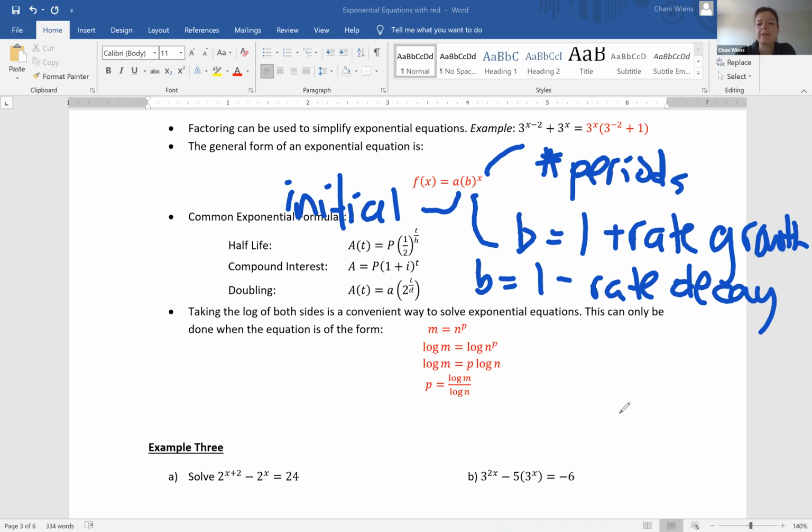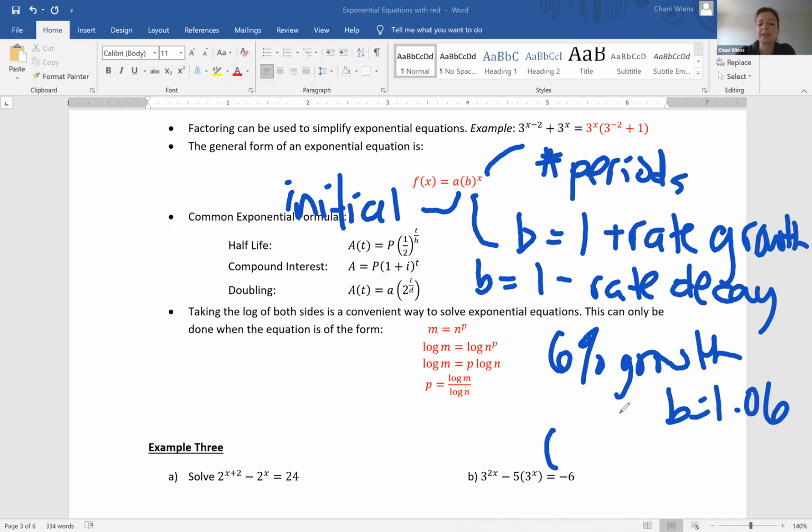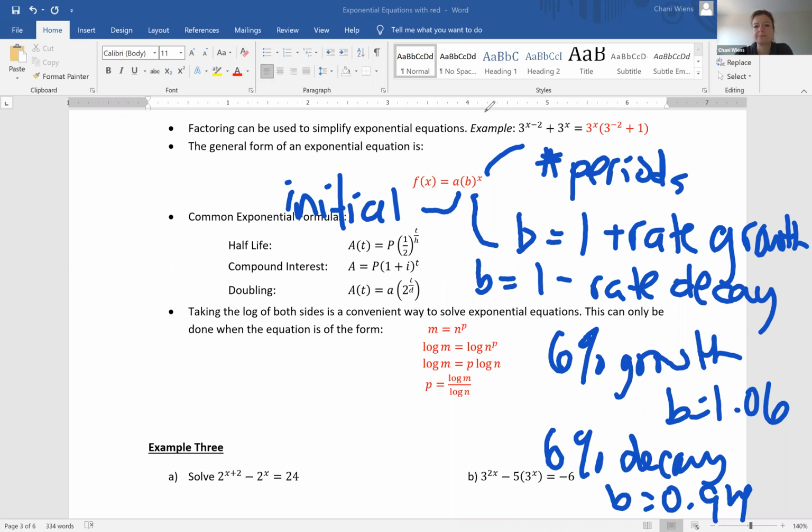So if you have 6% growth, for example, then B would be equal to 1.06. But if you had 6% decay, B would be equal to 0.94. Okay, so growth, it's 1 plus the rate. Decay, it's 1 minus the rate. And to me, that makes sense because if you're decaying by 6%, that means you're always multiplying by 94%. You're always 94% of what you used to have.